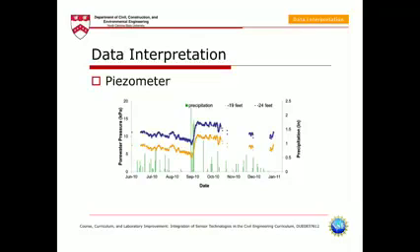Now we are discussing data interpretation. Up to now we have discussed how we can calculate the readings from the sensor output. Now we have data, we have readings. So how can I interpret this data? In a piezometer, on the x-axis we have the date, and on the y-axis we have the pressure.